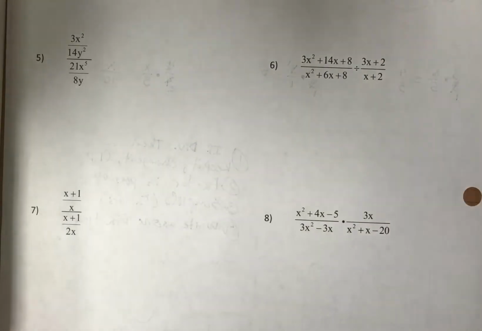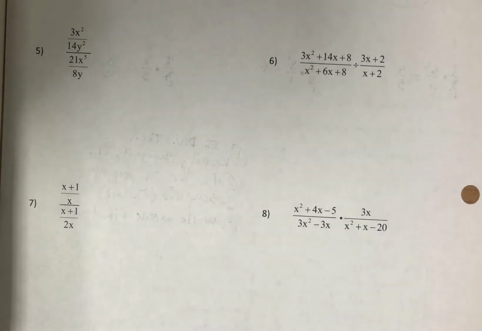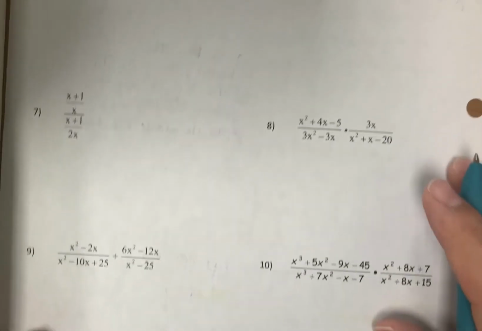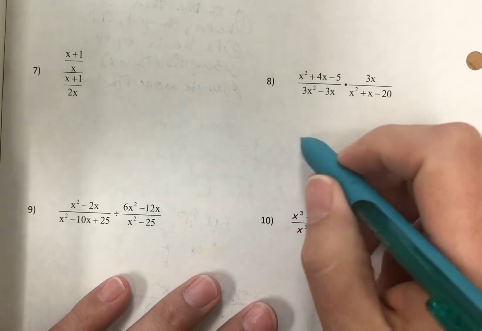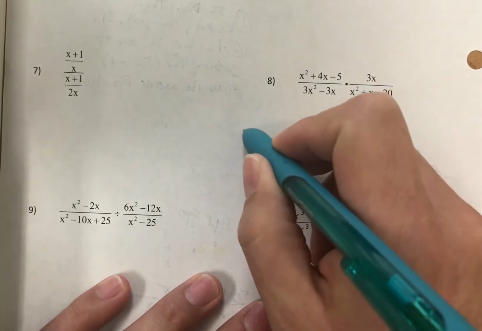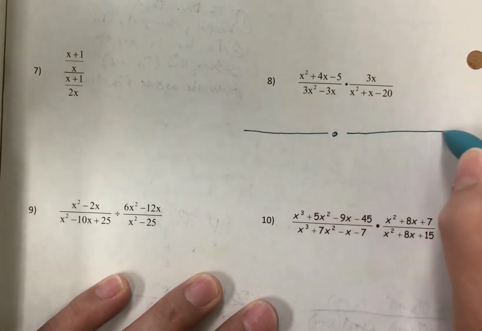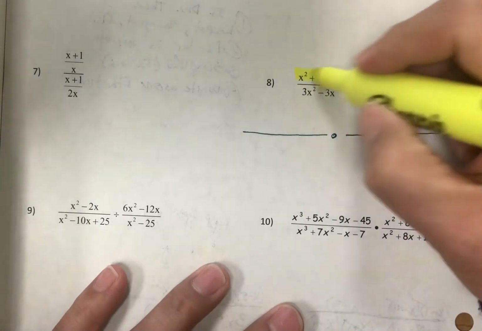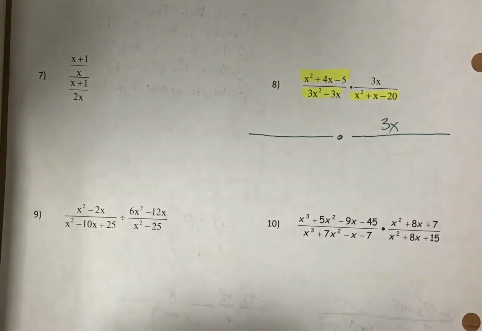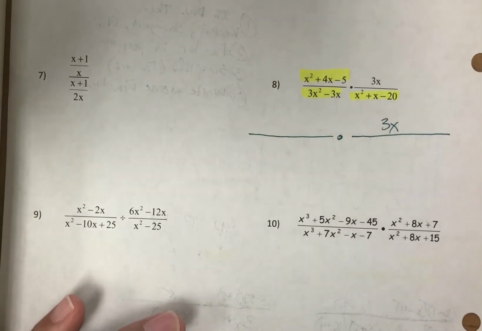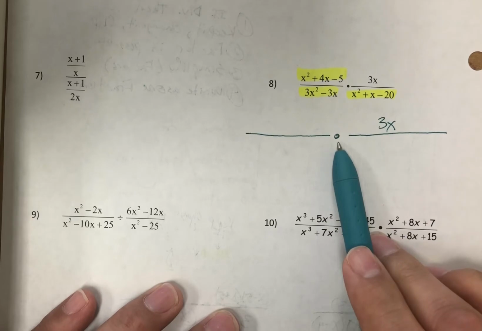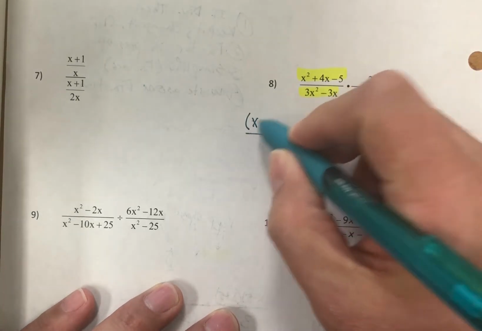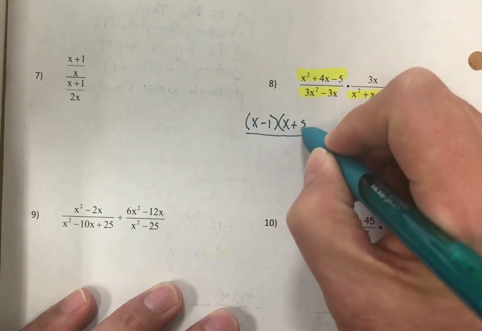All right, so I will work 1 or 2 on the back. Let's do number 8 right here. So number 8, again, I'm just going to rewrite as a fraction. Okay, things that need to be factored include those 3 things. So it is multiplication. No need to do the first step, so I go ahead and factor. The first one becomes x minus 1 times x plus 5.